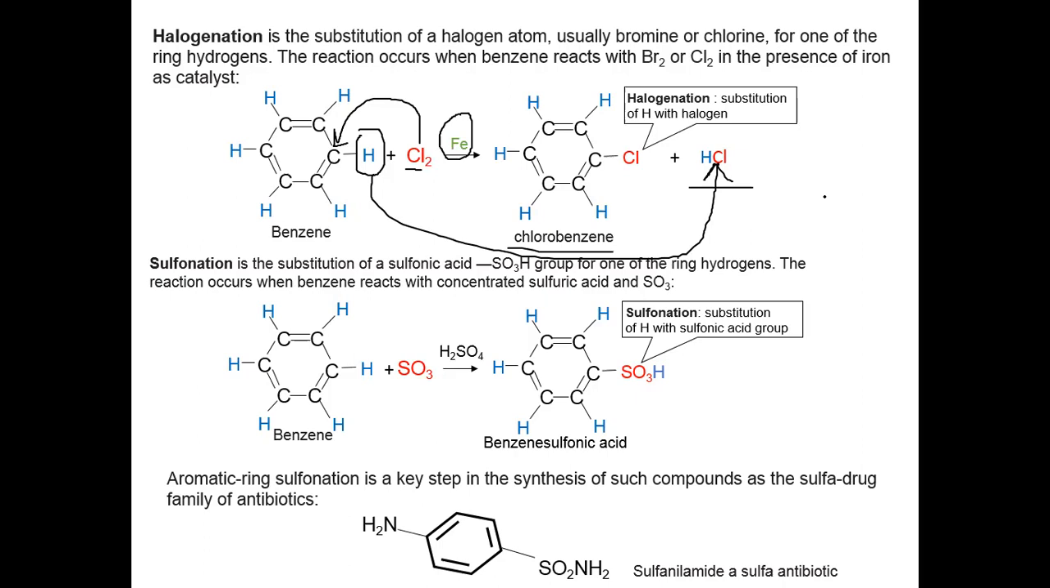One more thing I want you to pay attention to is the sulfonation reaction. Why is it important? Because many sulfa drugs are made from benzene sulfonic acid. Many sulfa drugs, sulfa antibiotics for example, are made from here. So the reaction is with SO3 in the presence of sulfuric acid, and then we make benzene sulfonic acid, something like that.